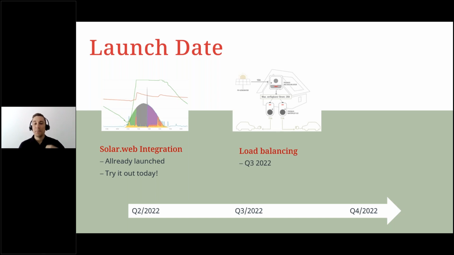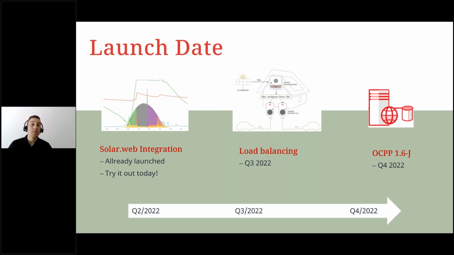Yeah, then second up, our load balancing function that we talked about. To prevent overcharge at the feeding point and integrate up to 3 Wattpilot devices, load balancing will be released in Q3 2022. So as you see, not long from now, we will start with our load balancing functionality. And last but not least, Open Charge Point Protocol 1.6 is coming at the end of the year, so Q4 2022. Then we will implement the Open Charge Point Protocol.